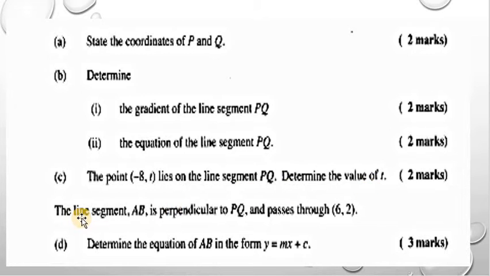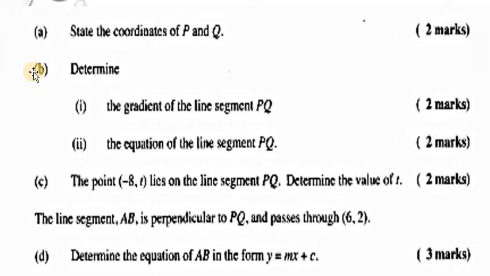And the line segment AB is perpendicular to PQ and passes through (6, -2). And part D now, determine the equation of AB in the form y equals mx plus c. Now let us do the first part here. Part A, state the coordinates of P and Q.